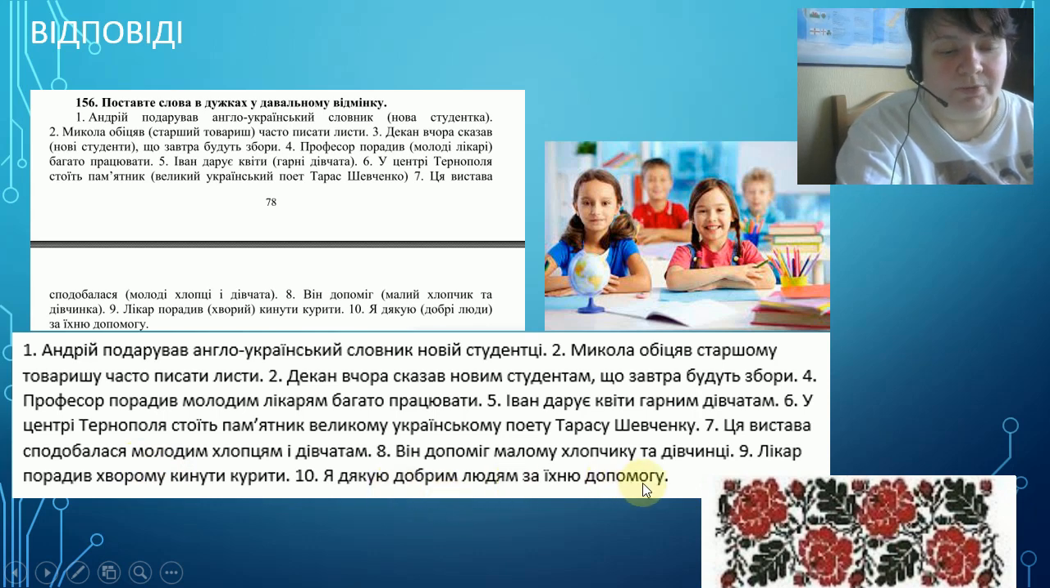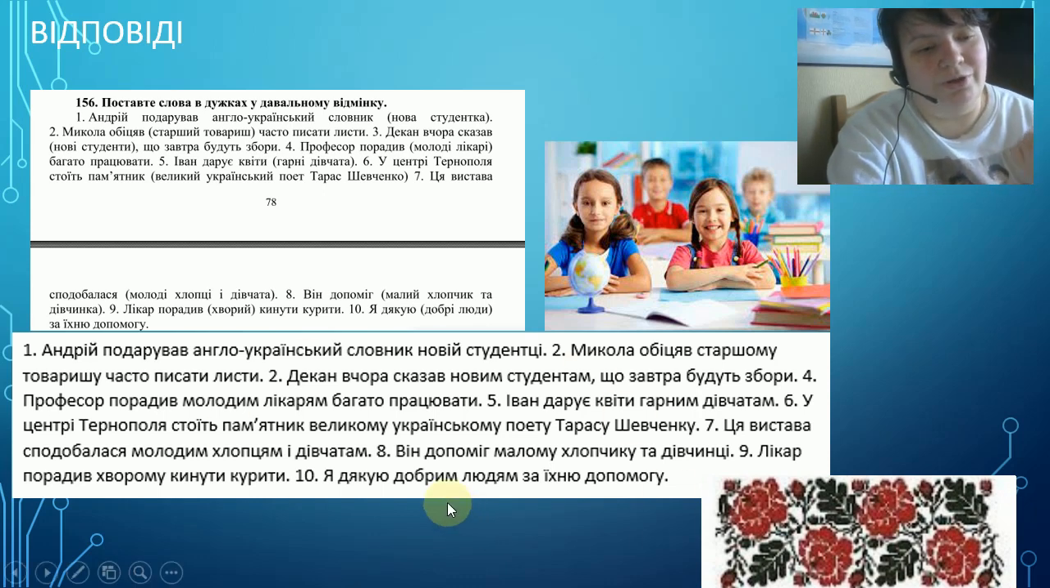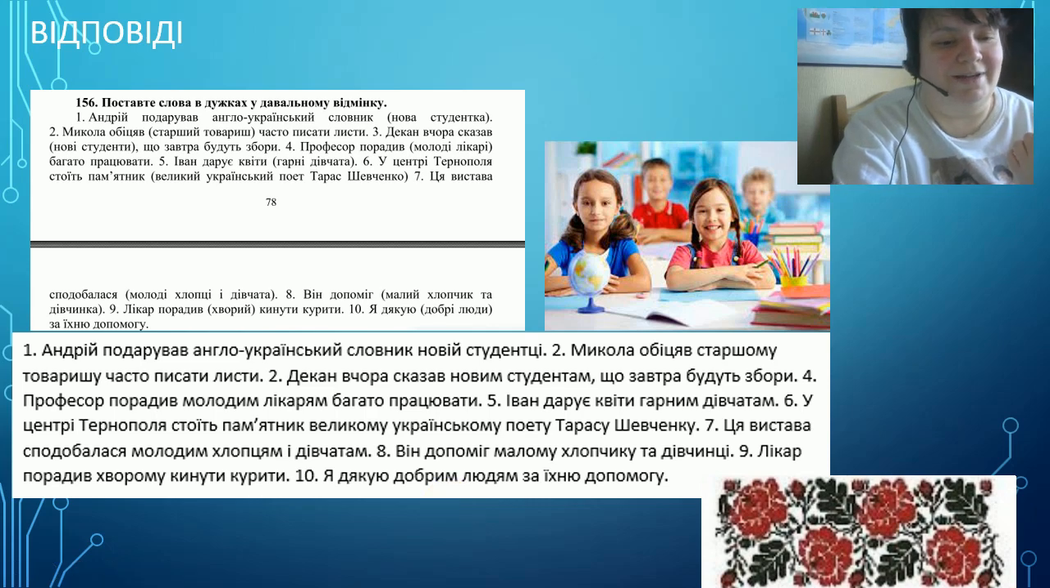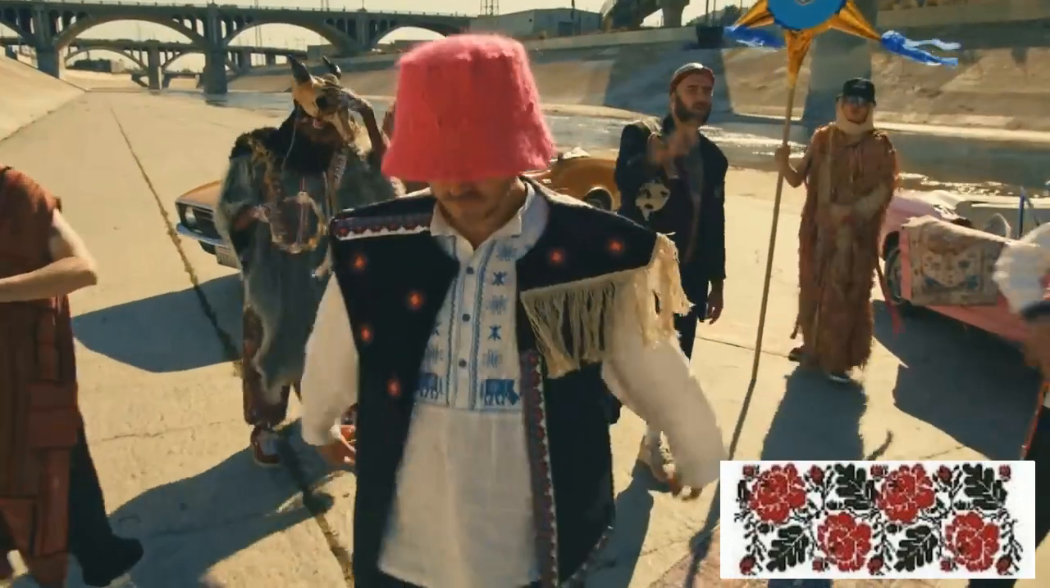Я дякую добрим людям за їхню допомогу. I'm grateful to the good people for their help. We have the ending -им here. And my example: I'm grateful to my kind subscribers for their help. Я дякую добрим підписникам за їхню допомогу. Щедрий вечір добрим людям на здоров'я.